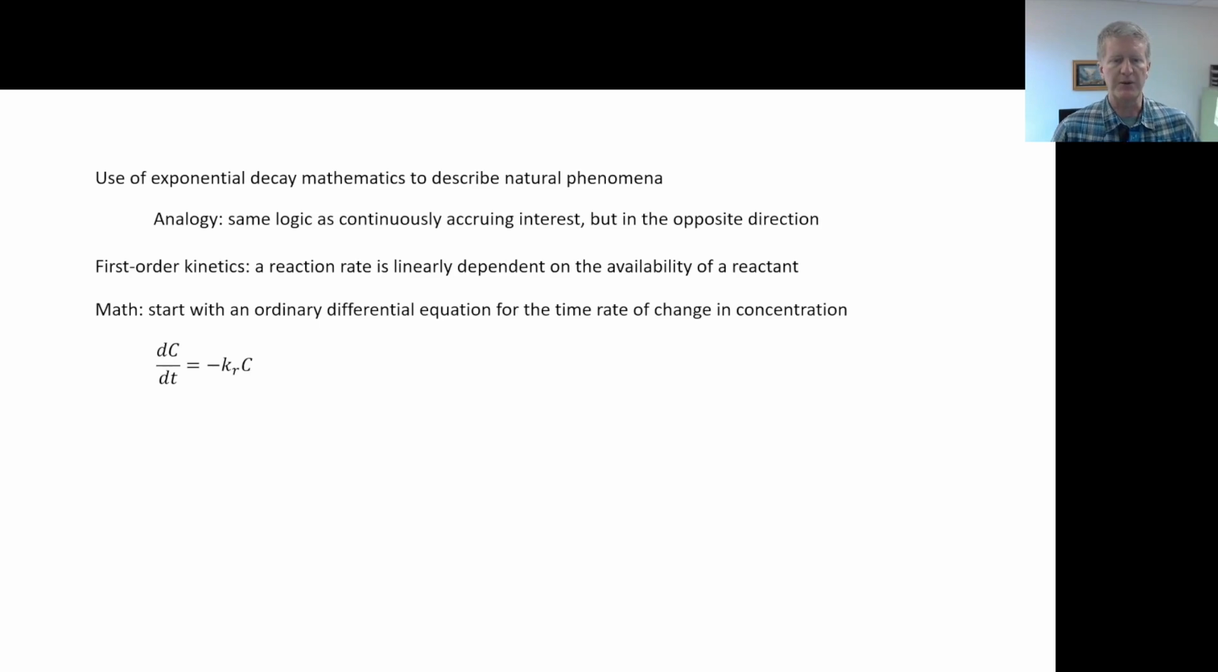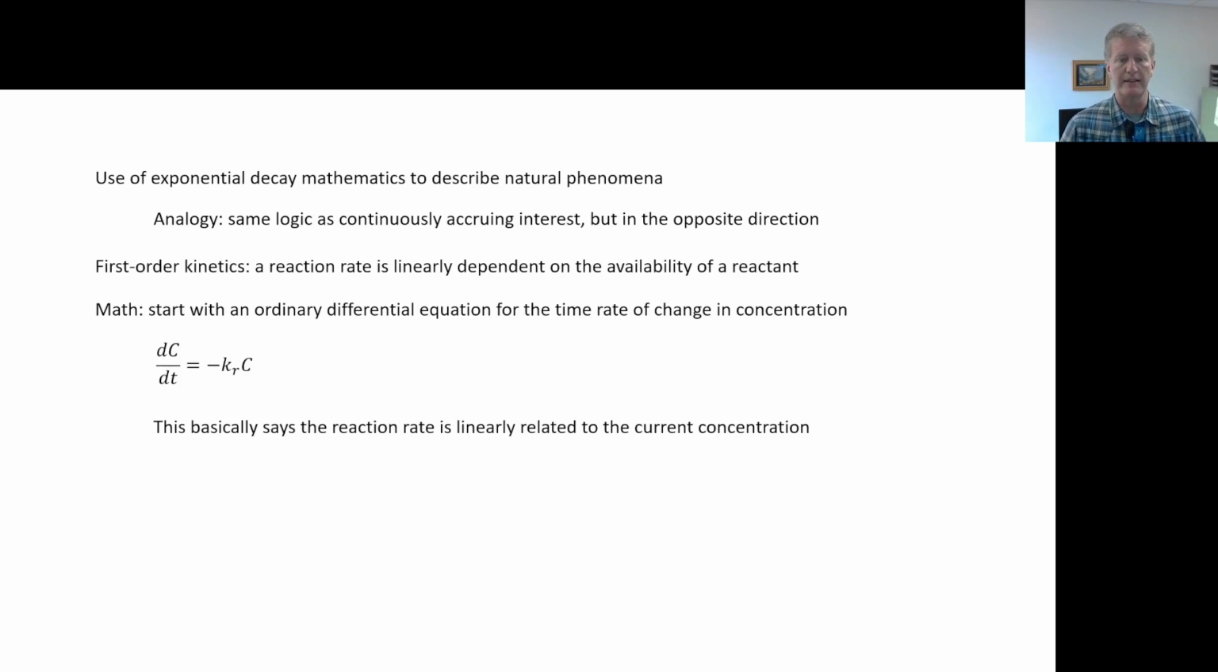In the case of first-order kinetics, we are saying that dc/dt, or the decrease in concentration of a reactant over time, is linearly related to the concentration of the reactant. In this case, the proportionality constant is this Kr variable.